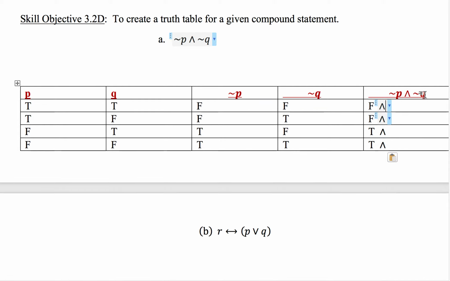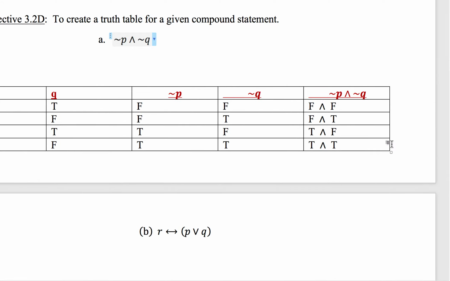Okay, then I'm going to write down the negation of Q values. So that's this column, and I'm just copying it over. Okay, so FT, FT. All right, and then we're ready to get our final answers in here. Okay, so look at your handout. So these are the ones that are ands. So false and false is going to stay false.